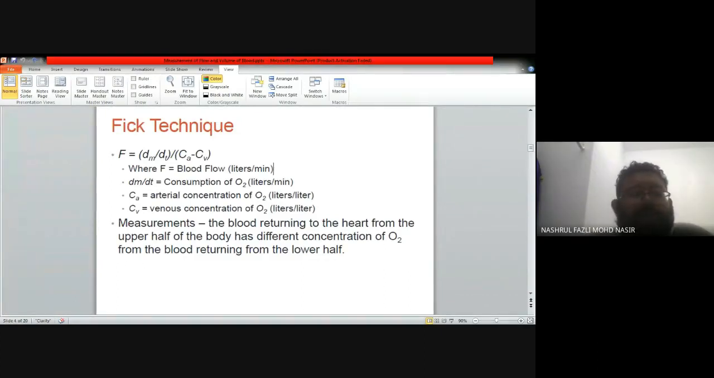So how does it measure? The blood returning to the heart from the upper half of the body has a different concentration of O2 from the blood returning from the lower half. This is the assumption that they make. If not, how can they measure it?